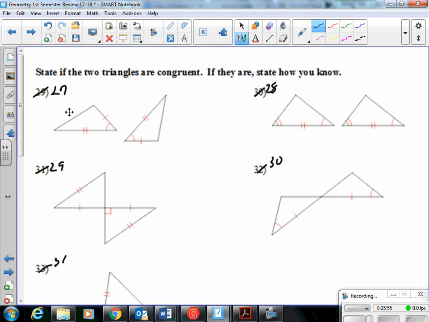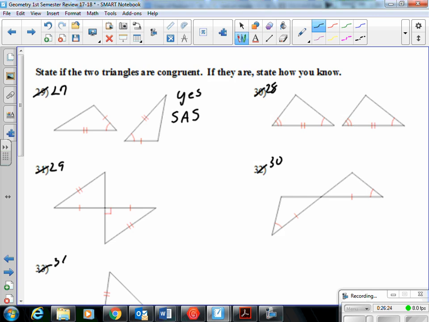So we got two sides that are marked congruent, and the angle in between them, so that would be a yes, they are congruent. And how we know, we've got a side, an angle, and a side that are congruent. Two sides, the angle in between them, side, angle, side.